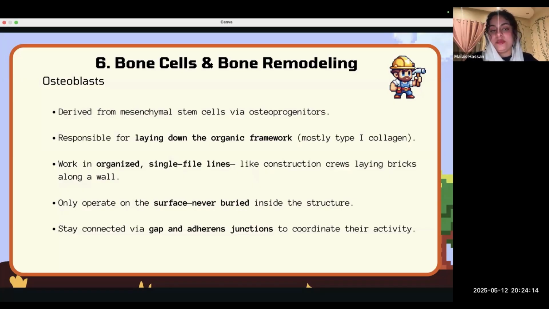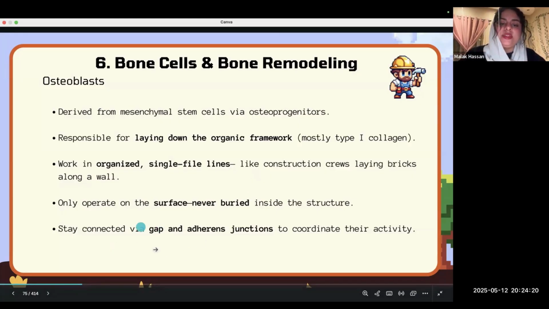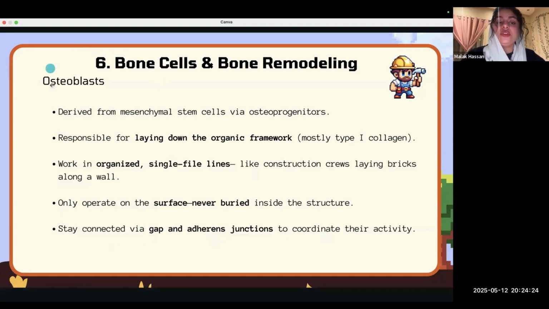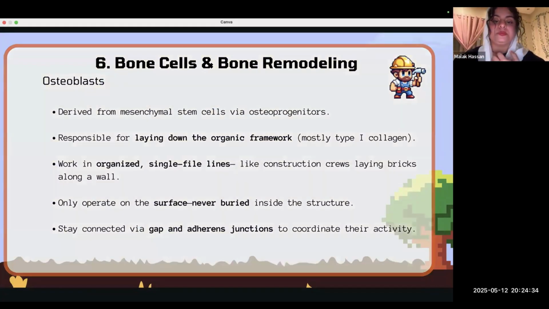Because if they get buried inside the bone and the bone is very mineralized, then how's it going to create more bone, right? And they stay connected via gap and adherence junctions to coordinate their activity. So it's important to remember that osteoblasts don't just work on their own. No, they need to coordinate their activity together, so they stay connected by gap junctions and adherence junctions.